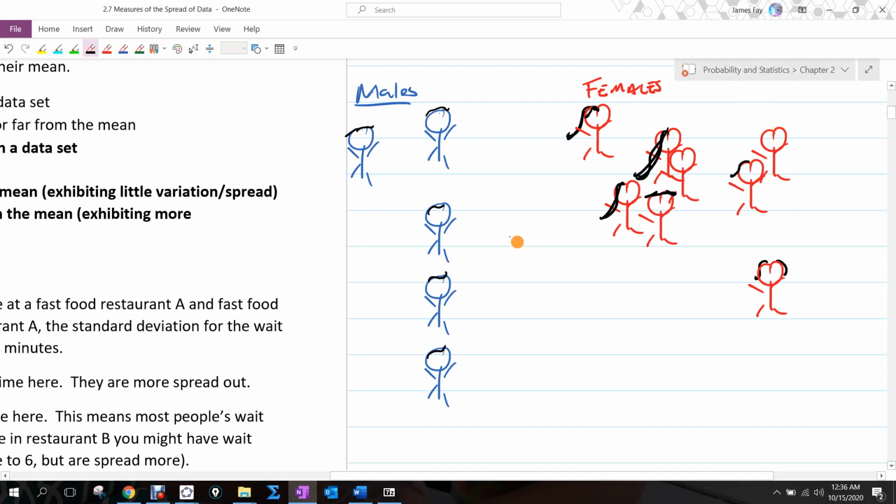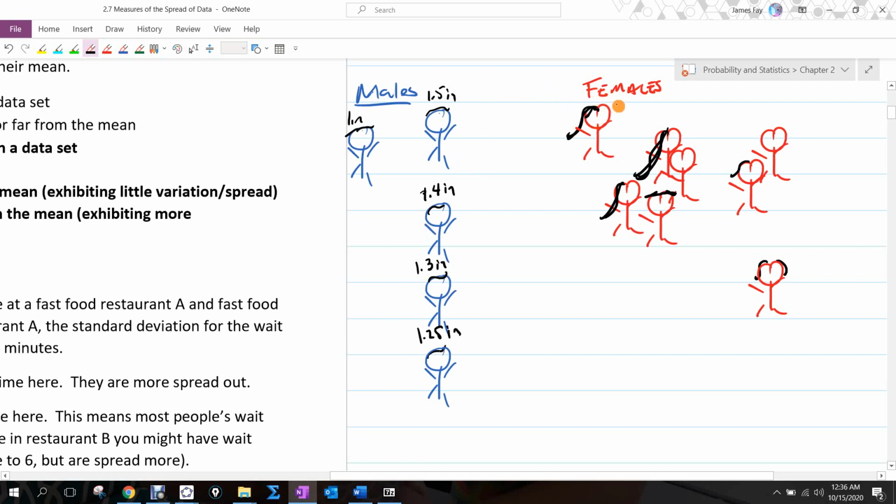Okay, so here's my argument: if I were to go through and measure the average length of hair for males, let's just go by inches. Let's say 1 inch, 1.5 inches, 1.4 inches, 1.3 inches, 1.25 inches. Okay, so those are my data points, and I'm just going by length of hair. You can see that those values are compact, they're concentrated around 1.3 inches.